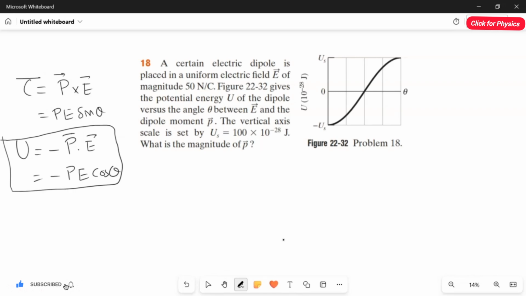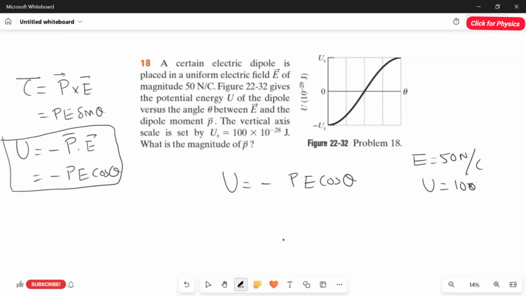Now we know the rule. So what is the rule? Potential energy is equal to minus PE cosine theta. And in the question, they give the value for the electric field. The magnitude of the electric field here is 50 Newton per Coulomb. And also the potential value is mentioned here, and they said the value 100 multiplied by 10 to the power of minus 28 joule.